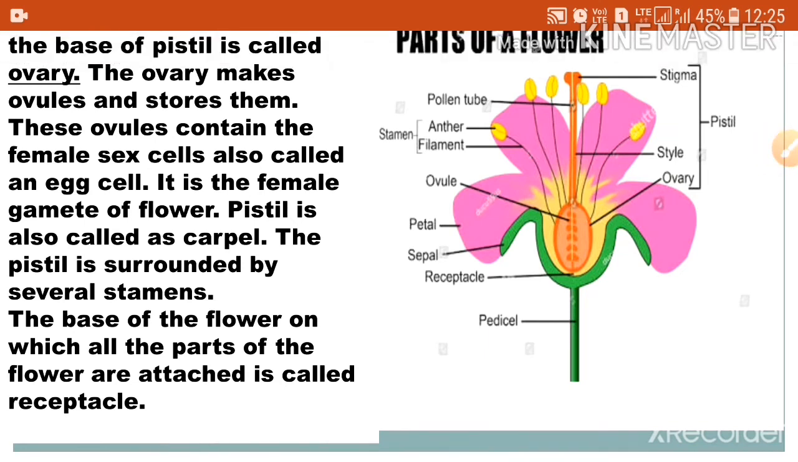The ovary makes ovules and stores them. These ovules contain the female sex cells called egg cells. It is the female gametes of a flower. Pistil is also called carpel. The pistil is surrounded by several stamens. The base of the flower on which all parts of the flower are attached is called receptacle. This part is called receptacle.